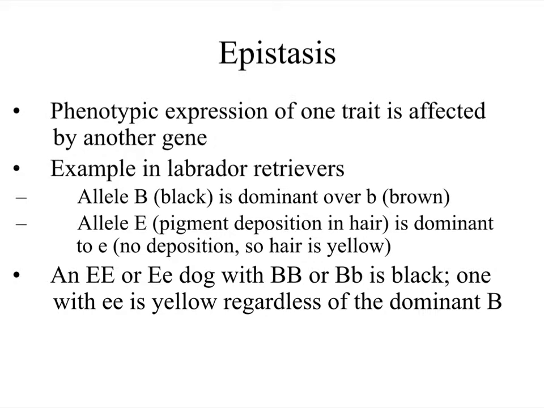So if you have a big E, or a big E, little e dog, which means you have pigment deposition in the hair, and they also have the big B or the big B, little b, they're going to be black. But if they have the little e, it does not matter if they have the capital B or not, they will be yellow labs no matter what. That little e kind of takes over and it doesn't even matter what your big B or little b alleles are, because little e kind of dominates the whole thing, and then you'll end up with a yellow lab.